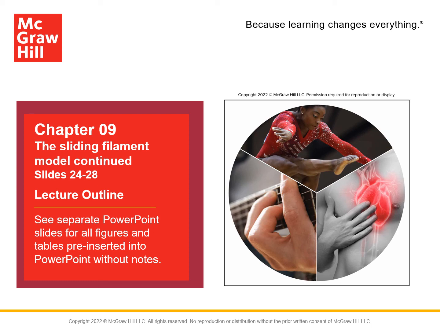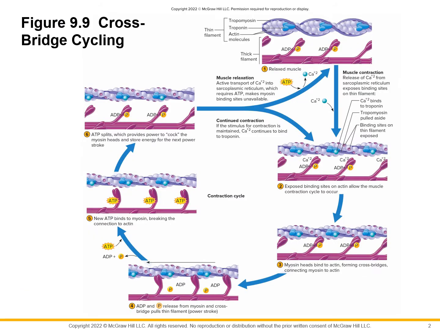All right, we're going to continue on looking at the sliding filament model, look a little bit closer and kind of put some of this stuff together, like the movement of the sarcomere and those bands and lines, and kind of make sure we have it all tied together. So just as a refresher course, this is what we looked at the last video.